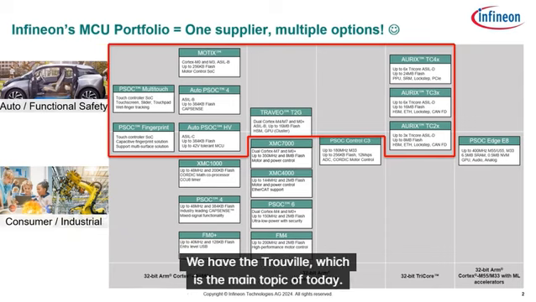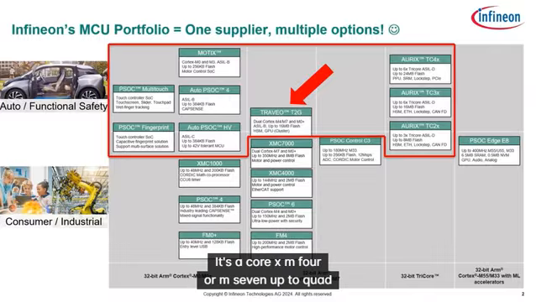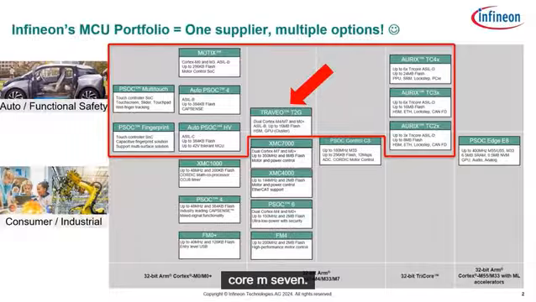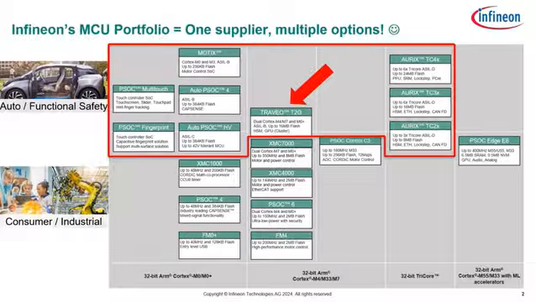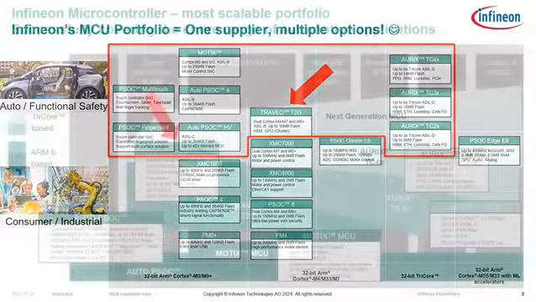We have the TRAVEO, which is the main topic of today. It's a Cortex M4 or M7, up to quad-core M7. Very interesting device. We'll discuss all the capabilities later. And we also have our tri-core devices, called RX.